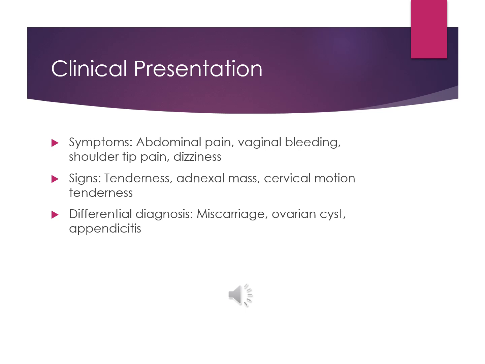Clinical presentation. Symptoms: abdominal pain, vaginal bleeding, shoulder tip pain, dizziness. Signs: tenderness, adnexal mass, cervical motion tenderness. Differential diagnosis: miscarriage, ovarian cyst, appendicitis.